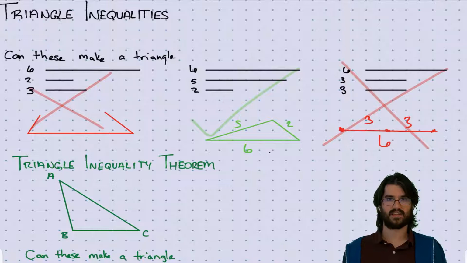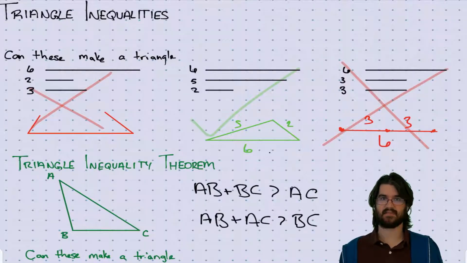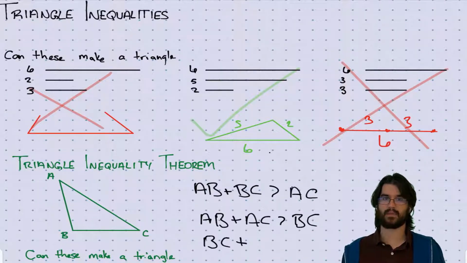What the triangle inequality theorem says is that the sum of any two sides of a triangle have to be greater than the third. So here we have triangle ABC. That means that AB and BC have to add up to be greater than AC. And this is true for any pair of sides. AB and AC have to add up to be bigger than BC, and BC and AC have to add up to be greater than AB.